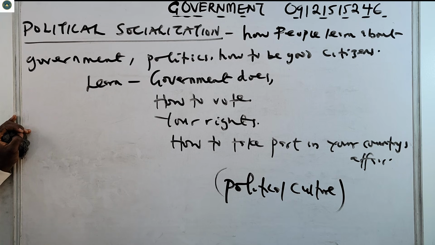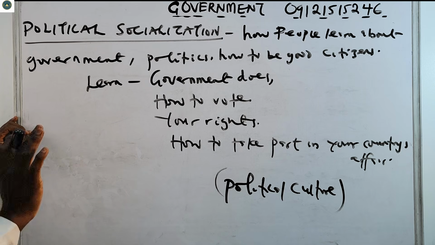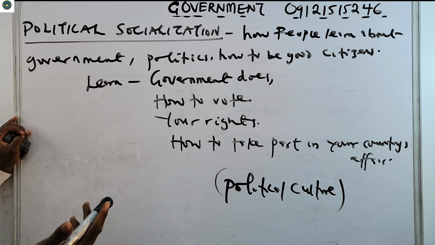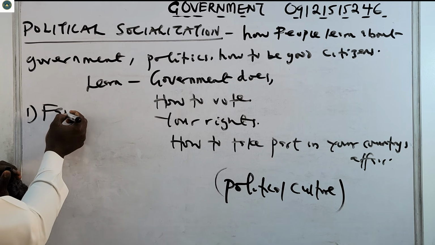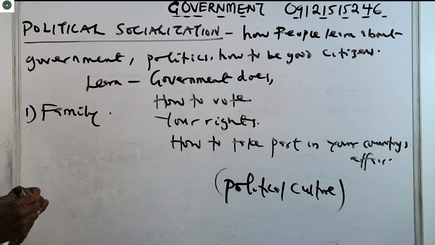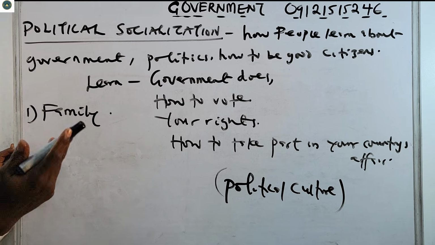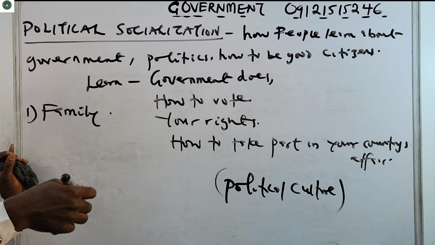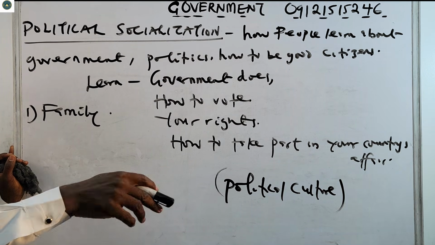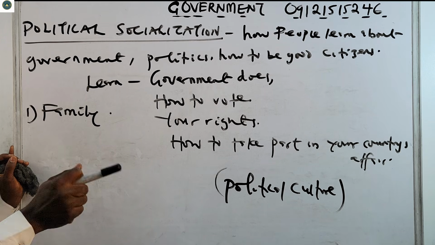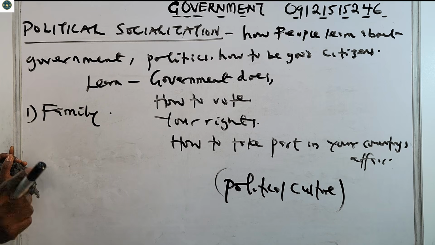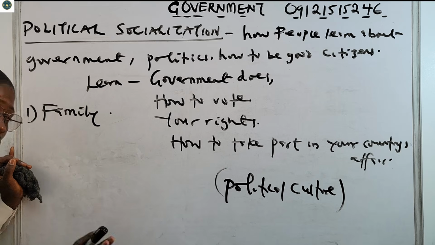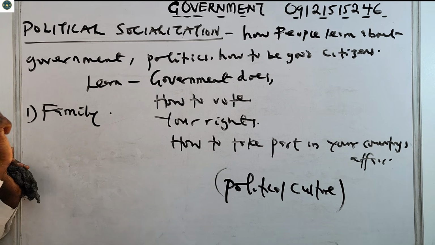By agents. There are some things we call agents of political socialization. Through what medium do we learn all of this? Number one, your family. Your family will teach you to obey laws, to obey rules. That is the first step. They say, don't do this, because if you do this, they will jail you. If you misbehave and go and steal, you go to prison. They'll be telling you right from your childhood. So the family is a very good agent of socialization.